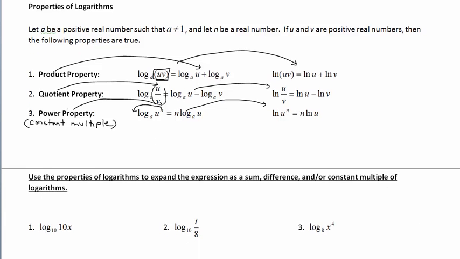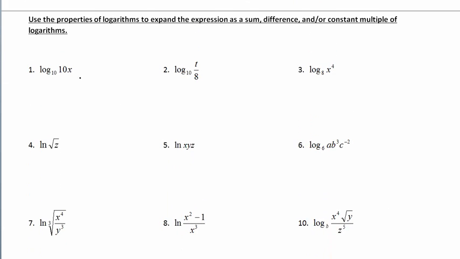So let's see what they're asking us to do. Use the properties of logs to expand the expression as a sum, difference, or constant multiple. So the sum would require the product property, the difference would require the quotient property, constant multiple would require the power property. All right, use the properties of logs to expand. We're not solving. Use the properties of logarithms.